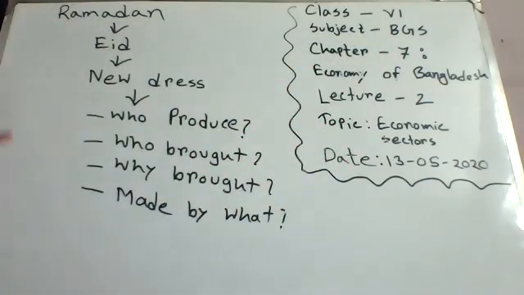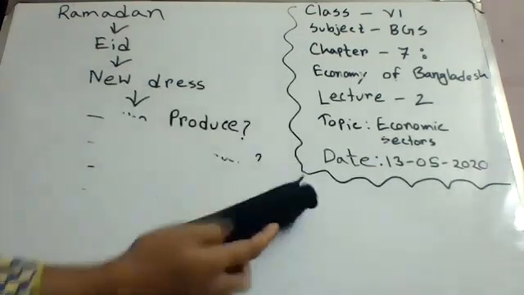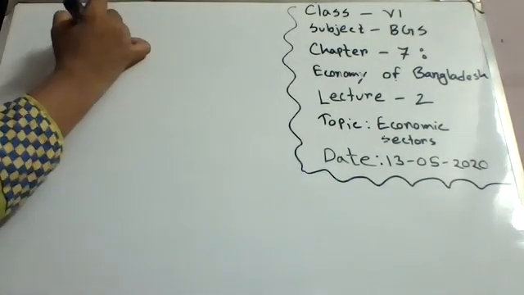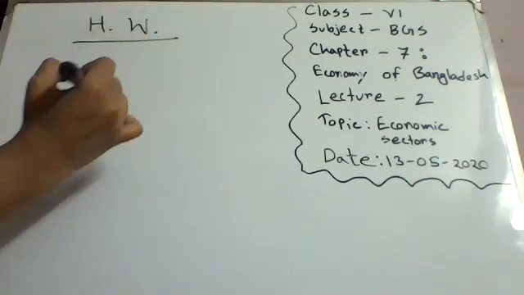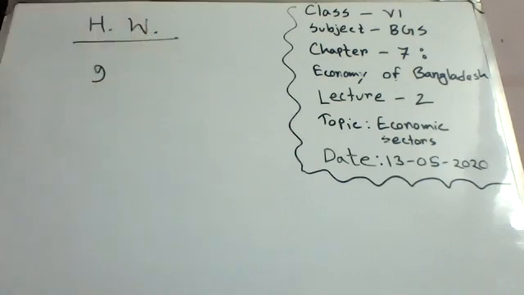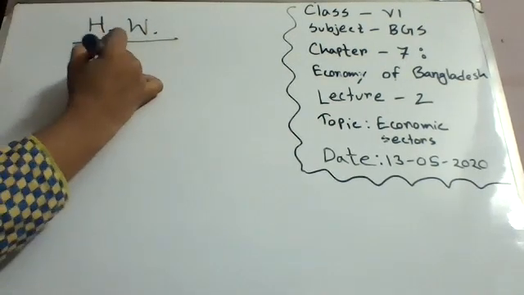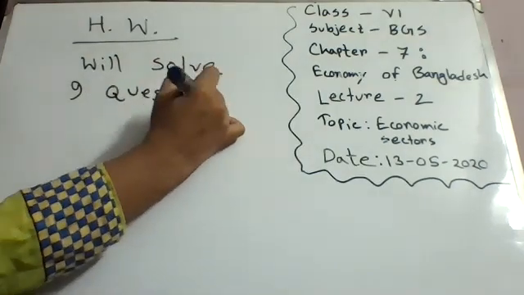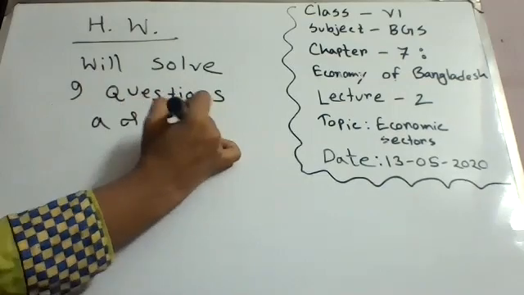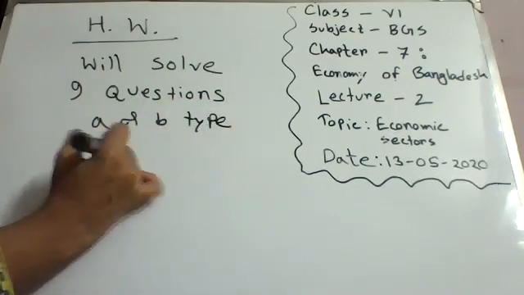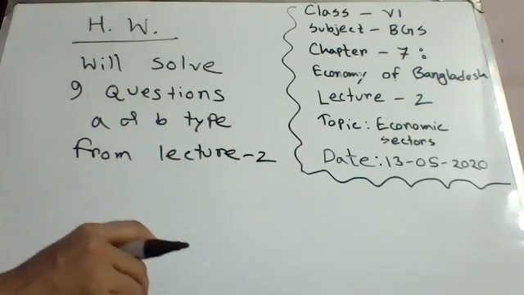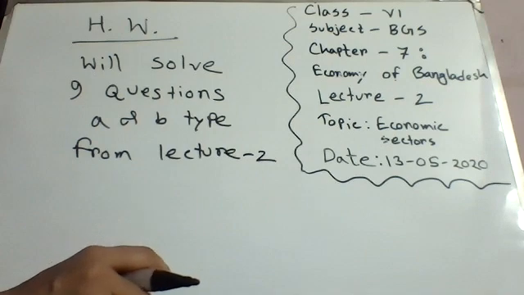Students, you have some homework. You will solve 9 questions, A and B type, from our lecture 2.